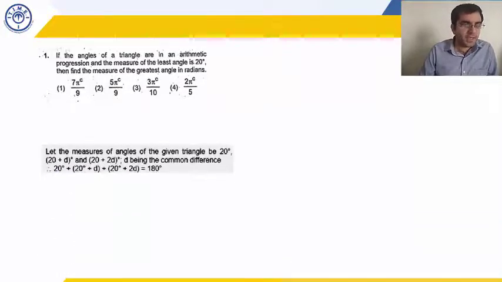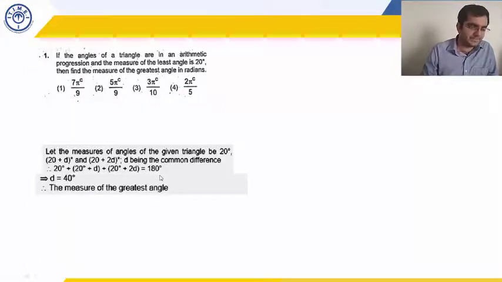Okay. So as I said, there is a common difference. So if the least angle is 20, your angles become 20, 20 plus D and 20 plus 2D. And we know that the sum of the angles of a triangle is 180 degrees. So 20 plus 20 plus D plus 20 plus 2D will be 180 degrees. Find out the value of D. 60 subtracted here, 120, 120 divided by 3 is 40. So you get the value of D as 40 degrees.